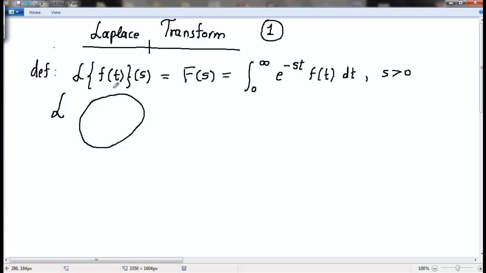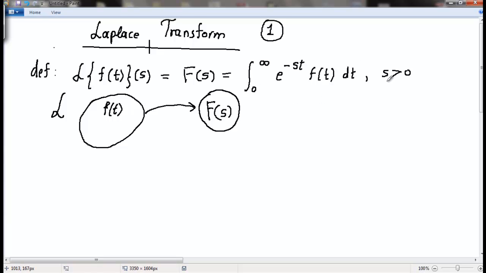This set is the set of all the functions of the form f of t, and you could think of t as time. Then for each one of these functions of the form f of t, we have a corresponding capital F of s, that's this integral here, and this function is the Laplace transform of f of t. So the Laplace transform of f of t is capital F of s, and this is the integral.